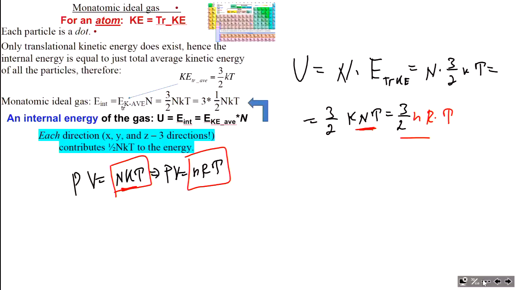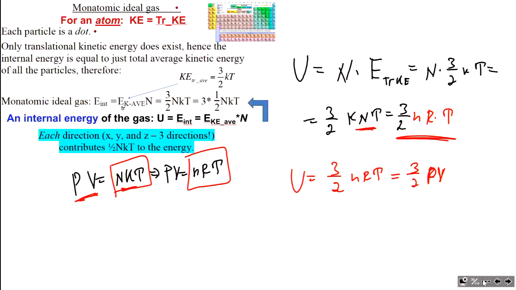So this is how we can calculate the internal energy of a monatomic gas. However, because number of moles times constant times temperature also equals PV, pressure times volume, this is another expression for the internal energy.